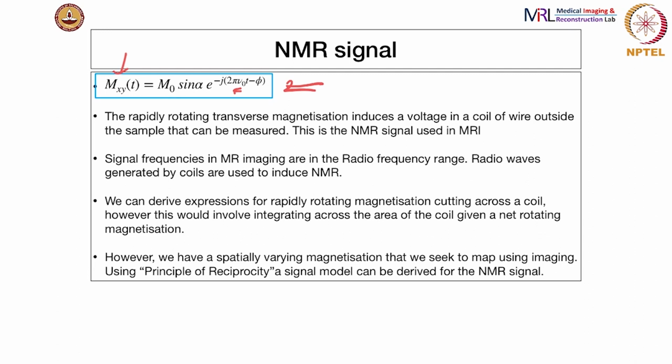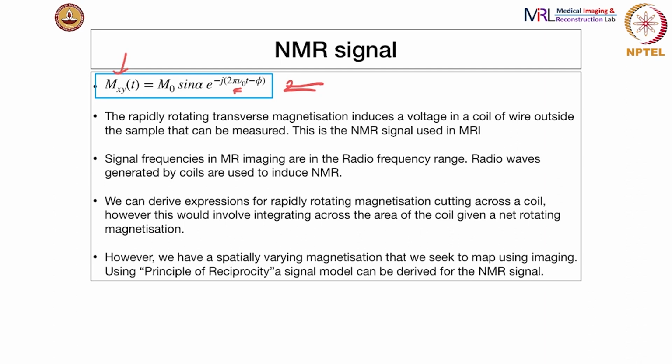The one perpendicular to it is what we can measure, because it's rapidly changing as a function of time. We can place a coil of wire and it will induce a current in it, and that current can be measured. Now we want to relate the signal that we are measuring, that current or induced voltage, the EMF as it's called, to the magnetization, and that relationship will then help us to map the magnetization across the volume.